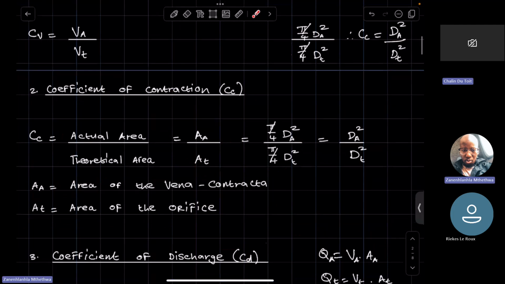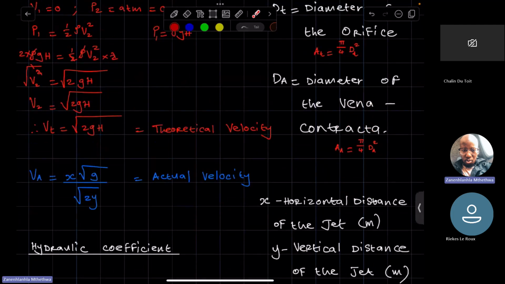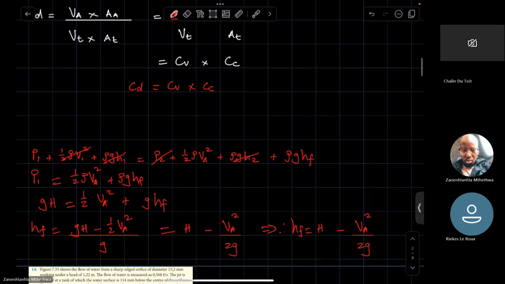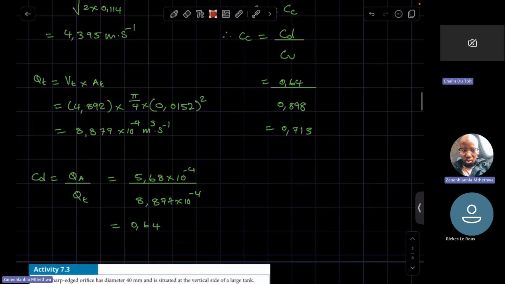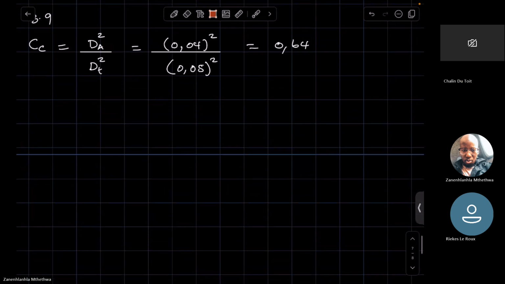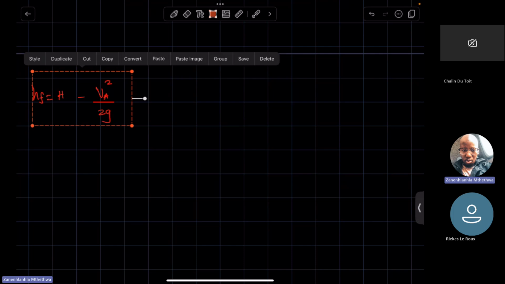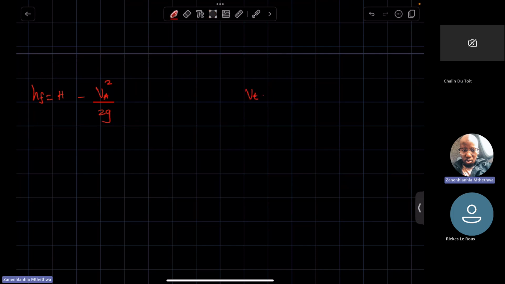Now, if you look at how we calculate the theoretical velocity, Vt being equal to the square root of 2gh, let us take this. So let's consider how we calculate Vt. Vt is the square root of 2gh.